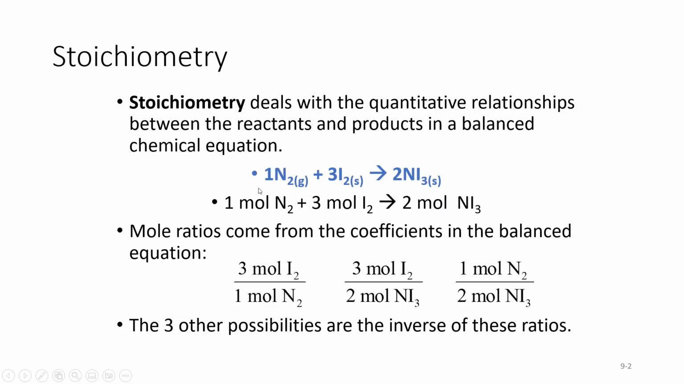What these coefficients mean is that 1 mole of N2 reacts with 3 moles of I2 to produce 2 moles of NI3. So the mole ratios come directly from the coefficients in the balanced equation. Mole ratios are also like conversion factors. So if I say I have 2 moles of N2, and we know that 1 mole of N2 can produce 2 moles of NI3, we can then use that as a conversion factor to figure out how many moles of NI3 we could produce.